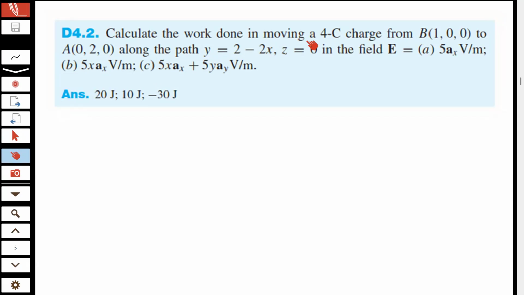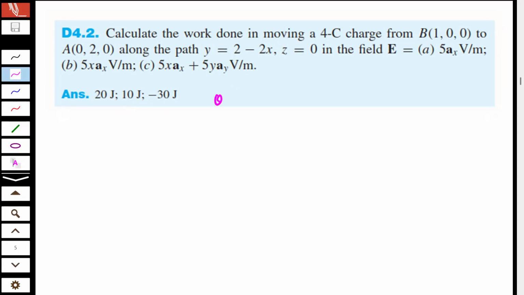Along the path, the equation of the path is specified and 3 different electric field intensities are given. We are asked to find, for these 3 cases, what is the expression for work done, how to compute the work done, and what is the answer for work done. We are going to do that one by one and find the answer.